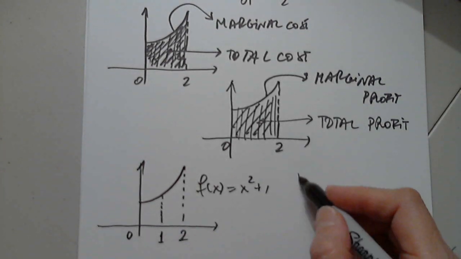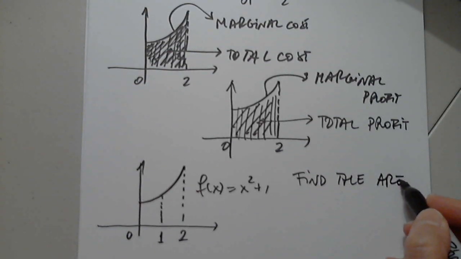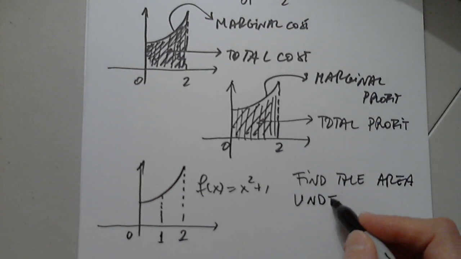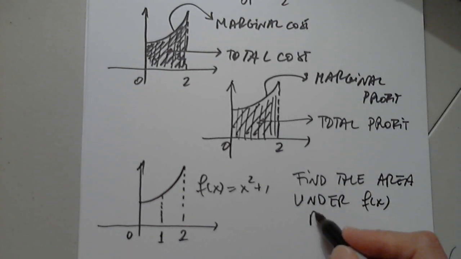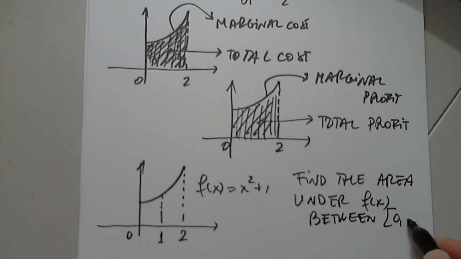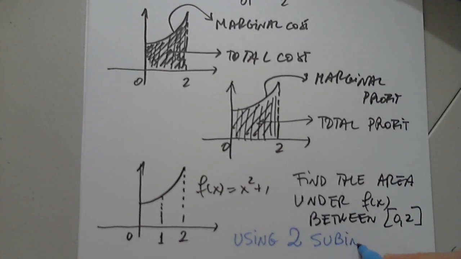So we want to find the area under this graph between 0 and 2. Under f of x between 0 and 2. Why? We know why. How do we do it? I'm going to say using 2 subintervals.